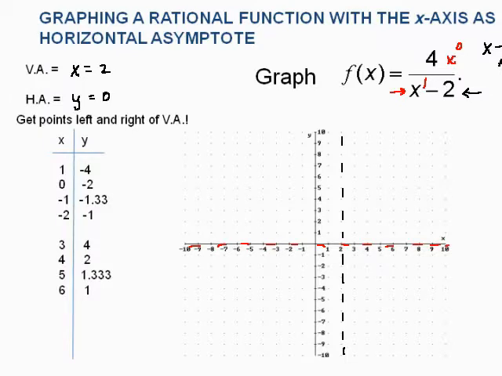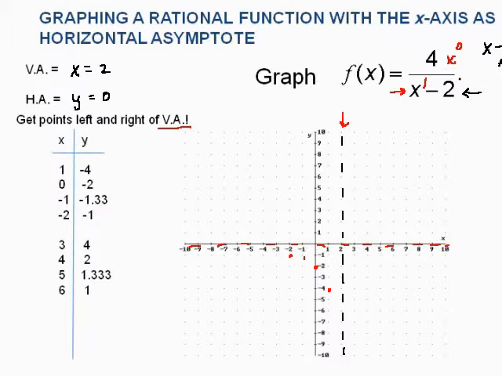Now notice what I did next: I took some points to the left and right of the VA. I saw that this VA is x equals 2, so I went to the left and right of it. I plotted, well, what is y when x equals 1 here? When x is 1, y is negative 4. When x is 0, y is negative 2. When x is negative 1, you get about negative 1 1/3. With my writing tablet here, I'm trying to get these as close as I can. Negative 2, negative 1. And you can see the hooking action on this here.